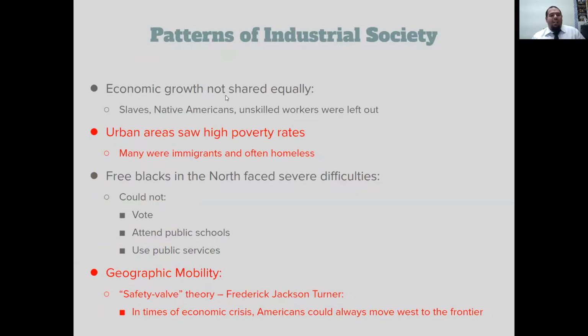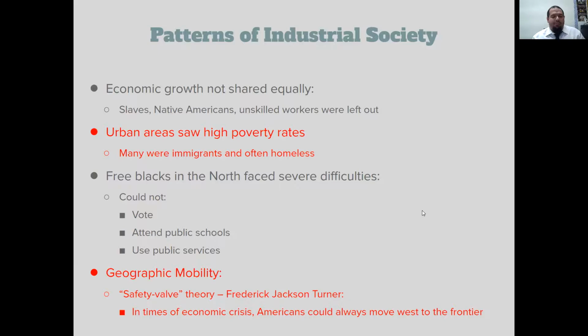So patterns, economic growth was not shared equally. Slaves, Native Americans, unskilled workers were left out, obviously. Sad to say, but urban areas saw high poverty rates. Many were immigrants and often homeless in urban areas. Free blacks in the North faced severe difficulties. They could not vote, attend public schools, use public services. You know, amid the racism, yeah, they couldn't even do that kind of stuff.